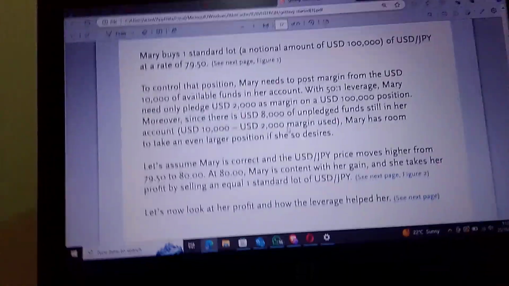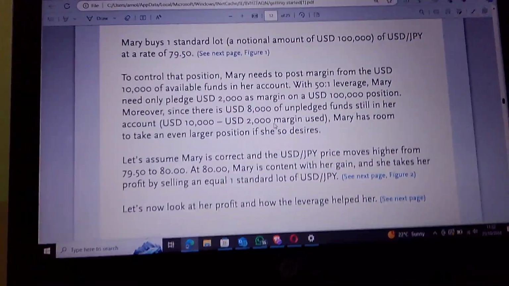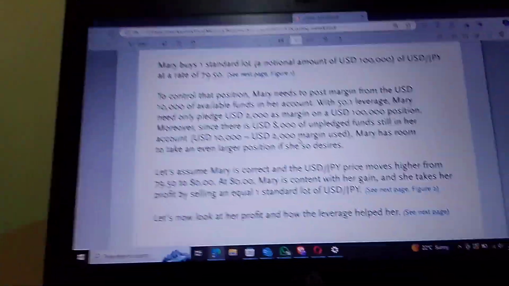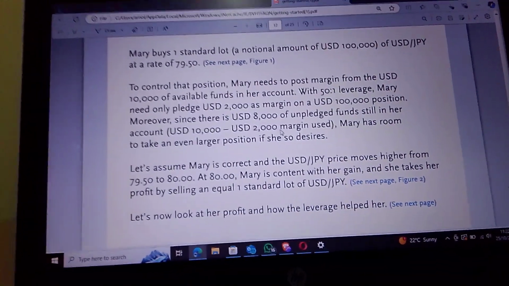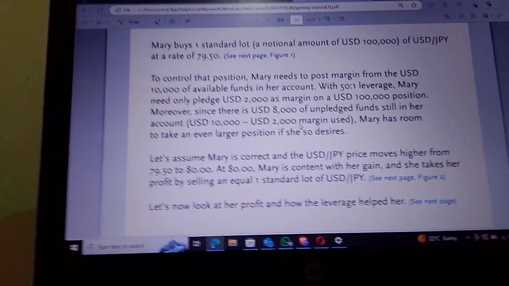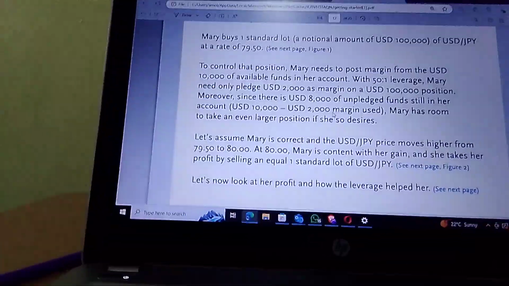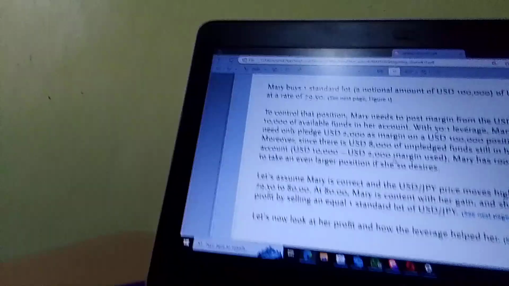So to control that position, Mary needs to post margin from the USD 10,000 of available funds. So we had first seen that Mary had 10,000 in her account. So with 50 to 1 leverage, that's the ratio at which she's leveraging, Mary need only pledge 2,000 as margin on a 100,000 USD position. So let's see what that means in calculation. I have not written anything yet, so just a moment. Let me place the camera well.